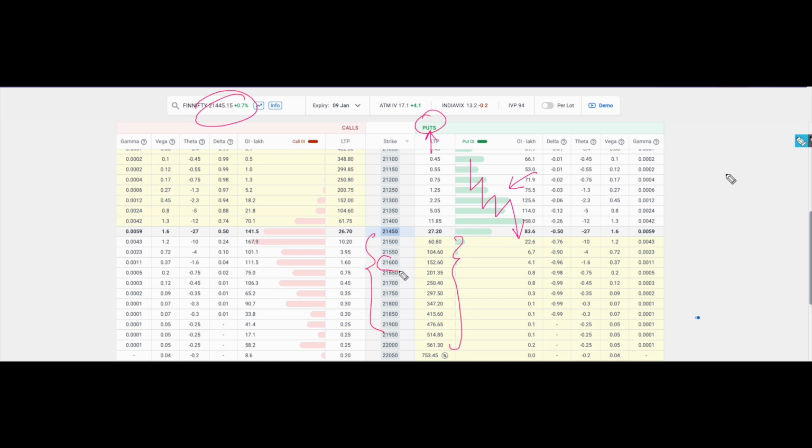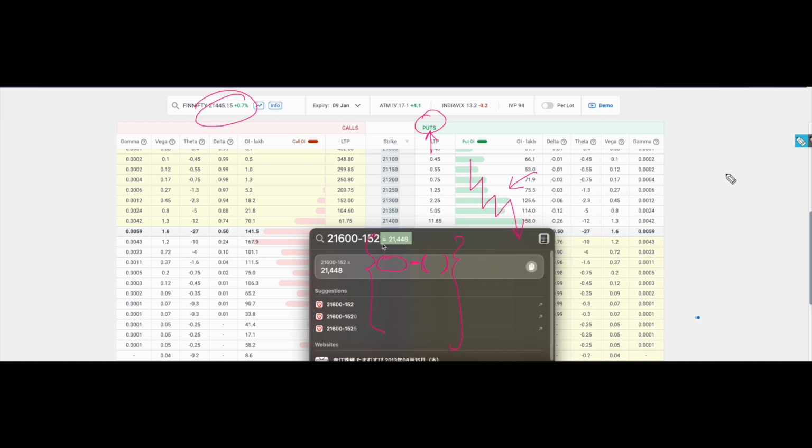Let's say I consider the 21,600 strike price. I have to subtract the last traded price from this. 21,600 minus 152 gives 21,448. Where is the market currently? It is at 21,445. Choosing this strike price would be really better because FinNifty is already trading below 21,448. There is a 3 points difference.